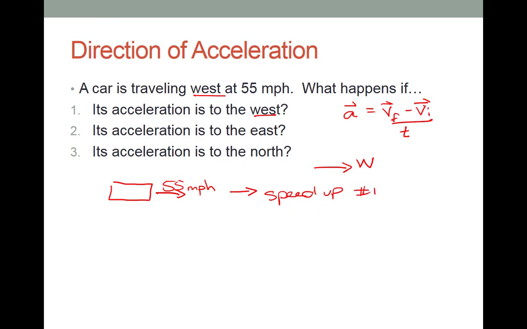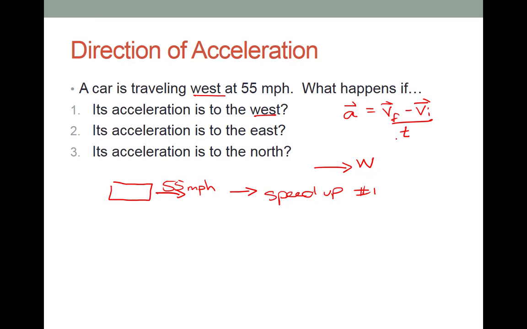So to reiterate, if this is 55 and this were 45, for example, then my acceleration would be negative, which means it'd be in the opposite direction of my initial velocity, meaning instead of the acceleration being to the west, the acceleration would be to the east. Therefore, when the acceleration is to the west and the velocity is to the west, the only way for that to happen is if the vehicle is speeding up.